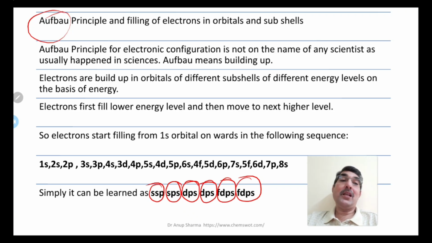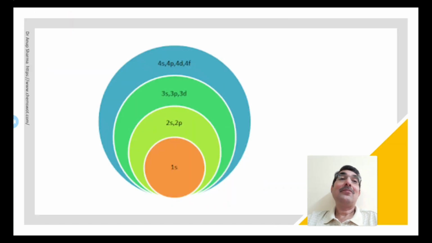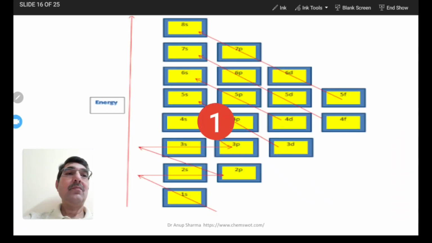SSP, SPS, DPS, DPS, FDPS, FDPS. So how will it be? 1s, 2s, 2p, 3s, 3p, 3d, 4s, 4p, 4d, 4f, like that. But the filling is not done the same way. So this is the Aufbau diagram.